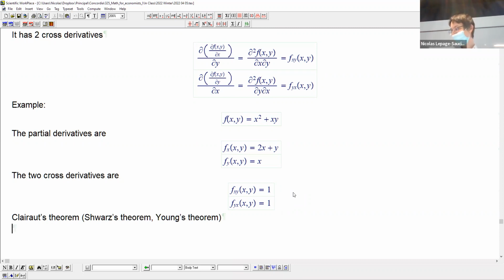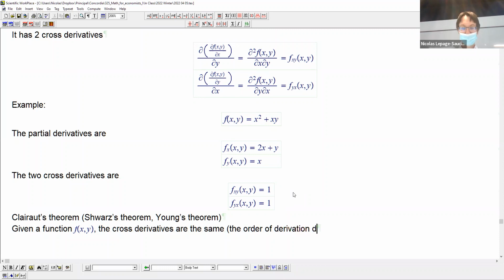So yeah, essentially what this says is, given a function f of x, y, the cross derivatives are the same. Or in other words, the order of derivation does not matter.